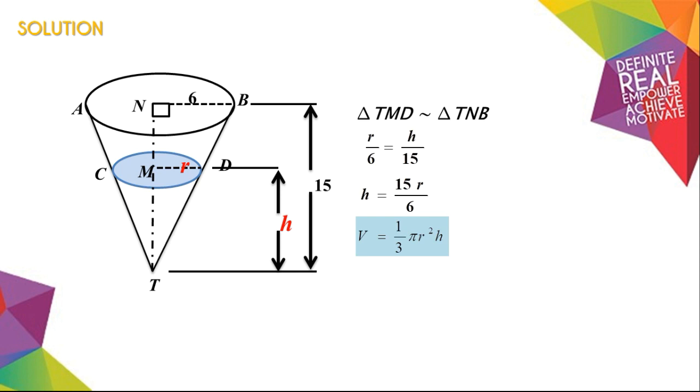So if V equals 1/3 pi r squared h, we can convert V entirely into the variable r. We substitute h equals 15r/6 into V, so that V equals 5 pi/6 r cubed.